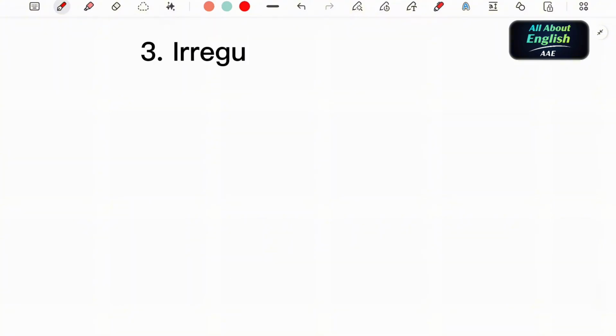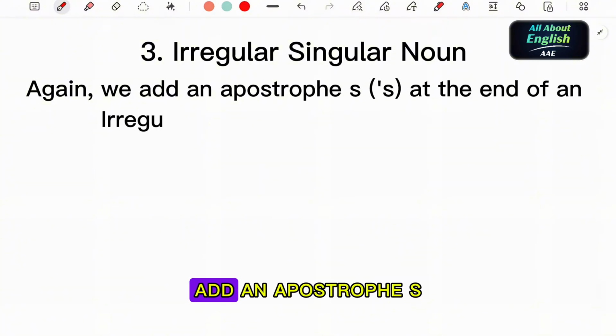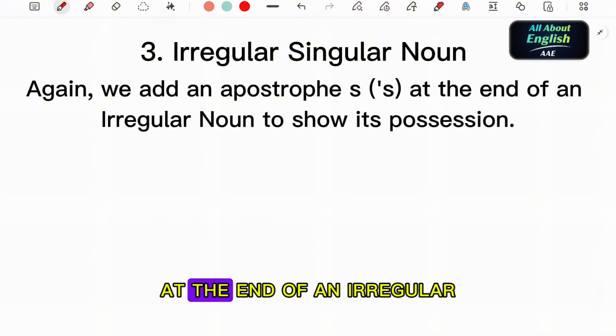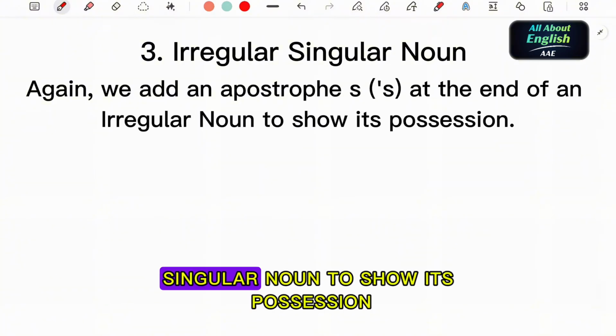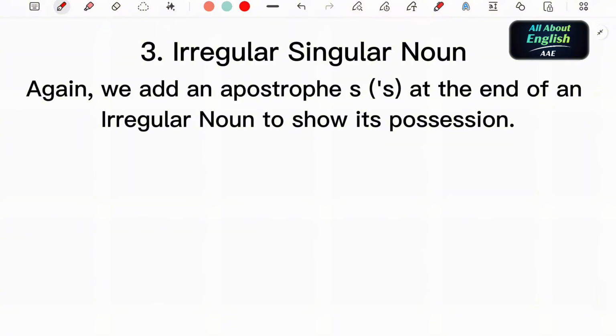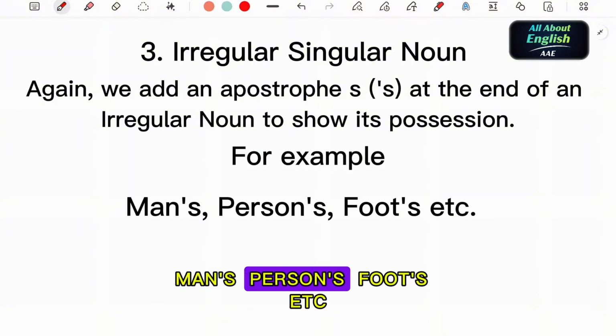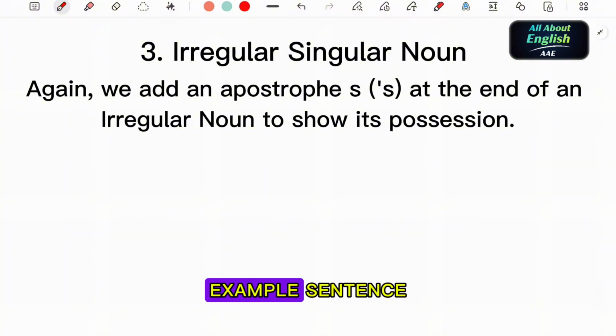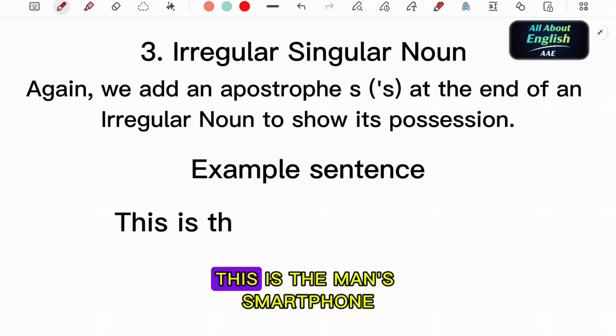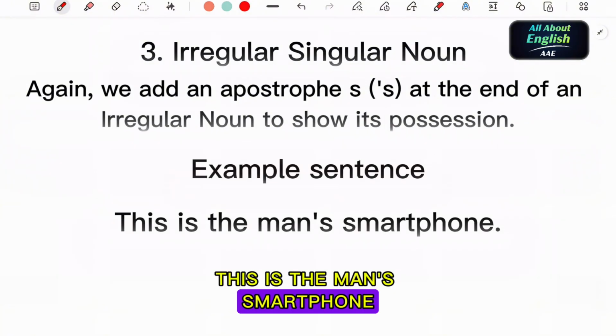Number 3. Irregular singular noun. We again add an apostrophe s at the end of an irregular singular noun to show its possession. For example, man's, person's, food's, etc. Example sentence: This is the man's smartphone.